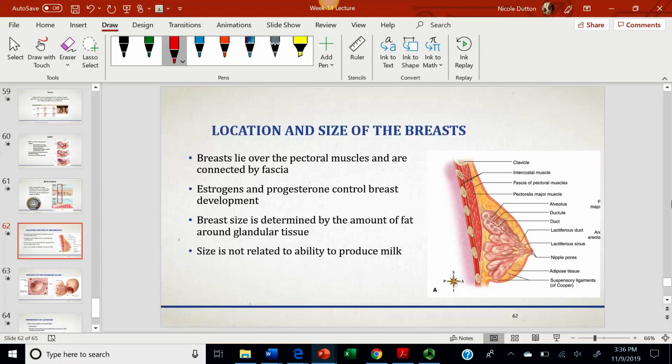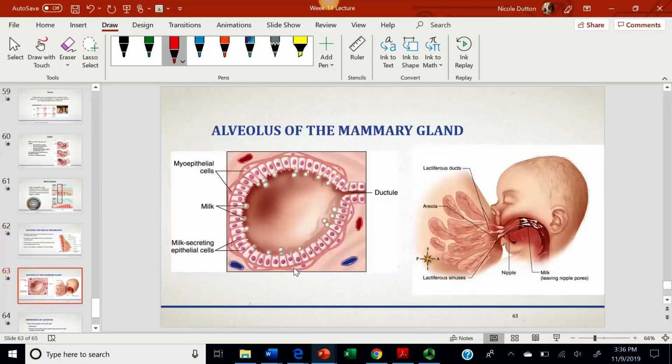The breasts play a major role in reproduction for feeding the baby. So the breasts lie over the pectoral muscles. Estrogens and progesterone control breast development as well as prolactin. The breast size is determined by the amount of fat around the glandular tissue. Size is not related to the ability to produce milk. So the alveolus of the mammary gland, so here you can see milk is being produced by these cells, the myoepithelial cells surround those milk-secreting epithelial cells. As the baby puts force on the nipple, that's going to cause the ejection of the milk, and that's all stimulated by the hormone oxytocin.